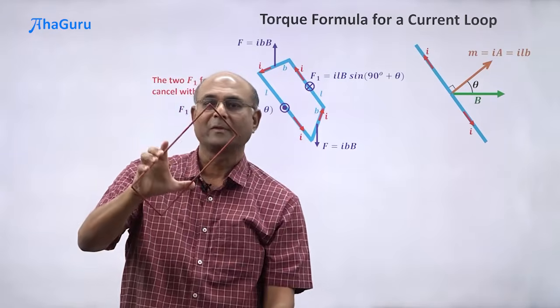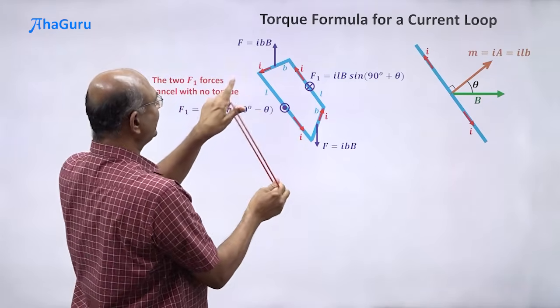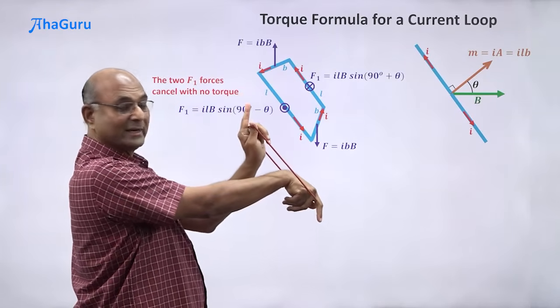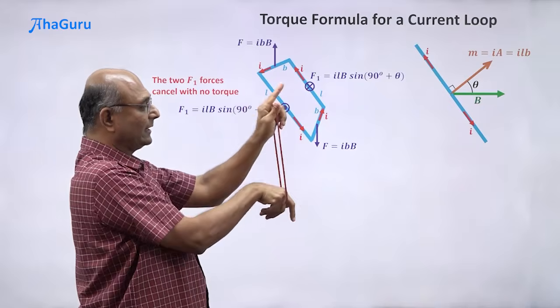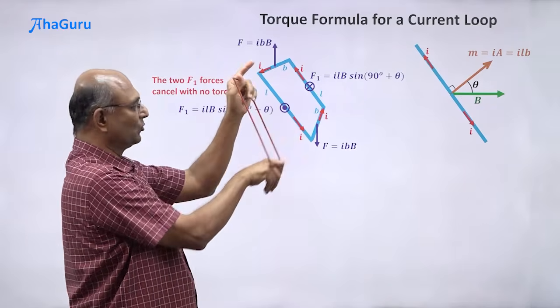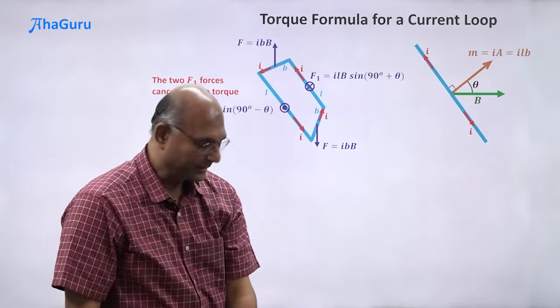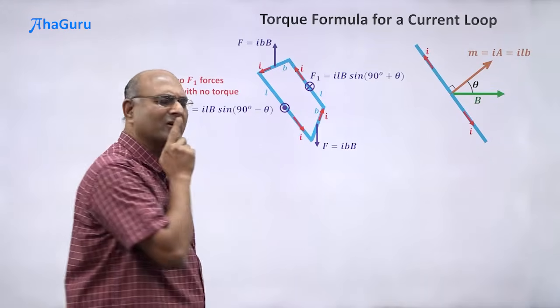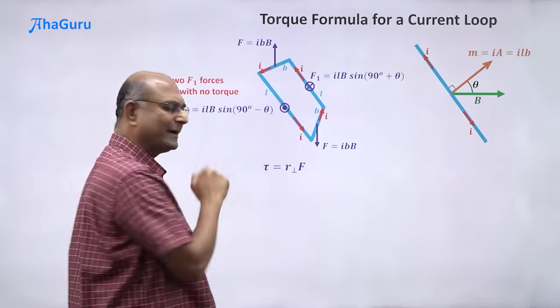Let me show that here. Now, the force acting on this is up, the force acting on this is down, and they are not in a straight line, right? They are not in one line, and so it's going to basically rotate this loop like that. So let us try and find out how much will be the torque. Well, the formula for torque is r perpendicular into F.